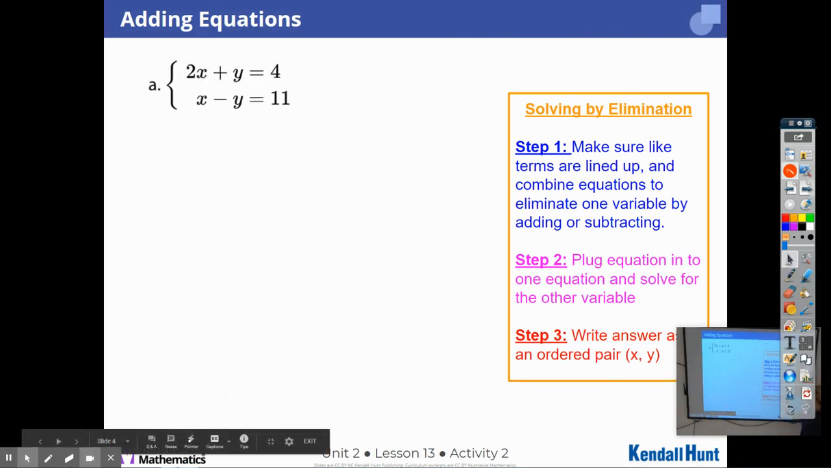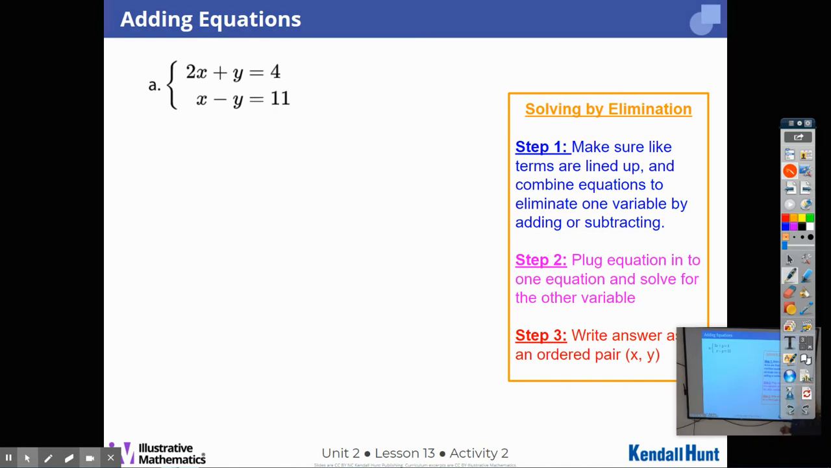So let's look at another one. Here we have 2x plus y equals 4 and x minus y equals 11. Now our x's aren't going to cancel out because they don't have the same coefficient. But for the y's, I have a 1y and a negative 1y. So if I add these 2 equations together, they will cancel out for me.